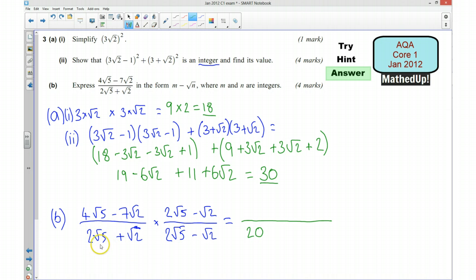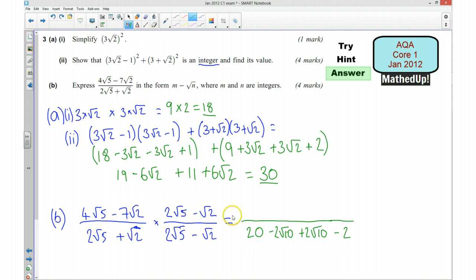I've also got 2 root 5 times by negative root 2, which is going to be negative 2 root 10. I've got root 2 times by 2 root 5, which is going to be 2 root 10, so I need to plus 2 root 10. And I've also got a positive root 2 and a negative root 2, that's going to give me, subtract 2 there.